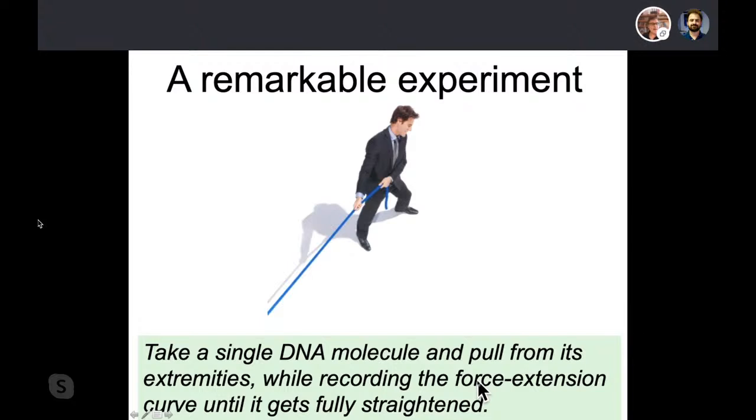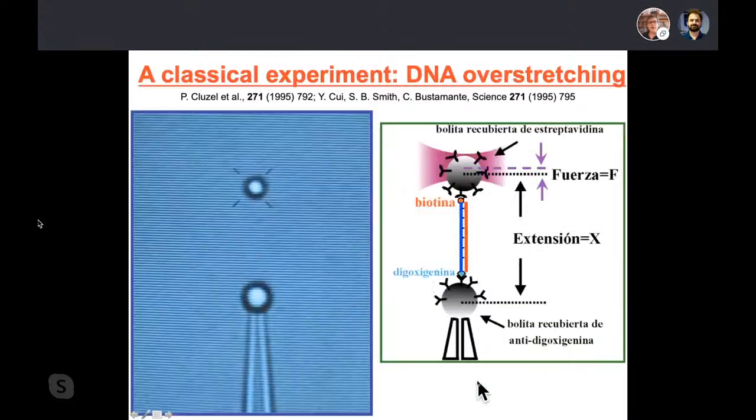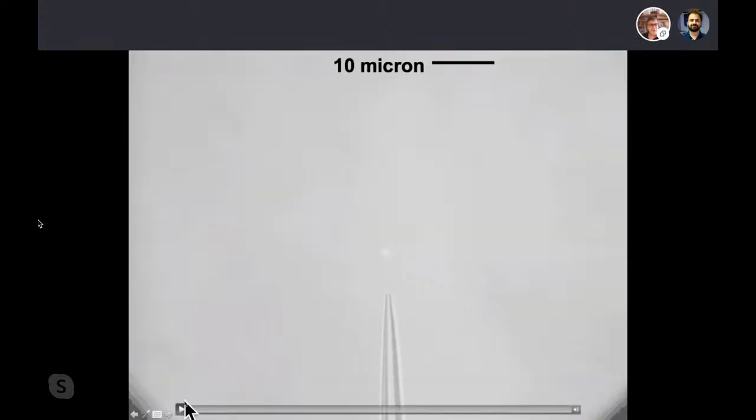So this experiment can be done. The only thing that you need is to prepare your molecules and label them at the ends to bind specifically to conjugated beads. These beads have been treated chemically to bind specifically to these small molecules at the ends of the DNA. Then one bead is in the optical trap, and the other bead is on the pipette. Let me show you an animation, a movie of this experiment.